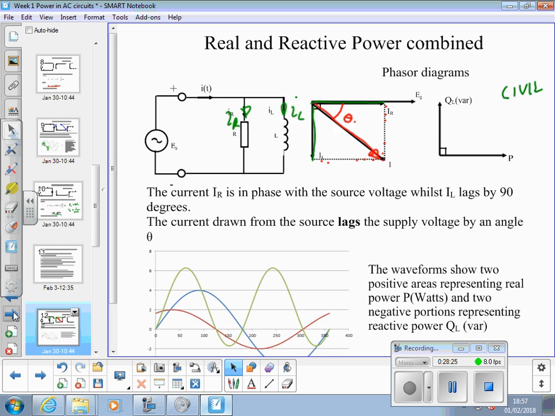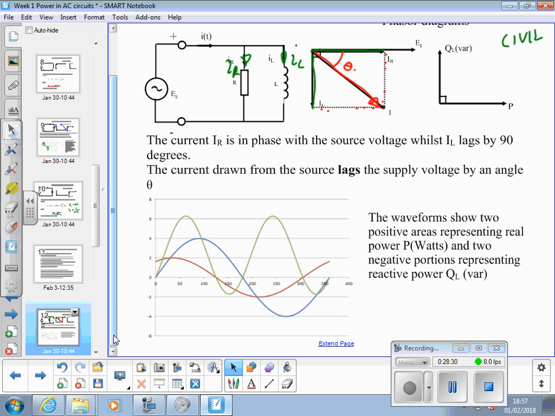So this current. When we graph that, we find that we've got a portion of active power above the line, and we've got a portion of reactive power that's doing no work below the line. Again, all reasonably happy with that part? Good.